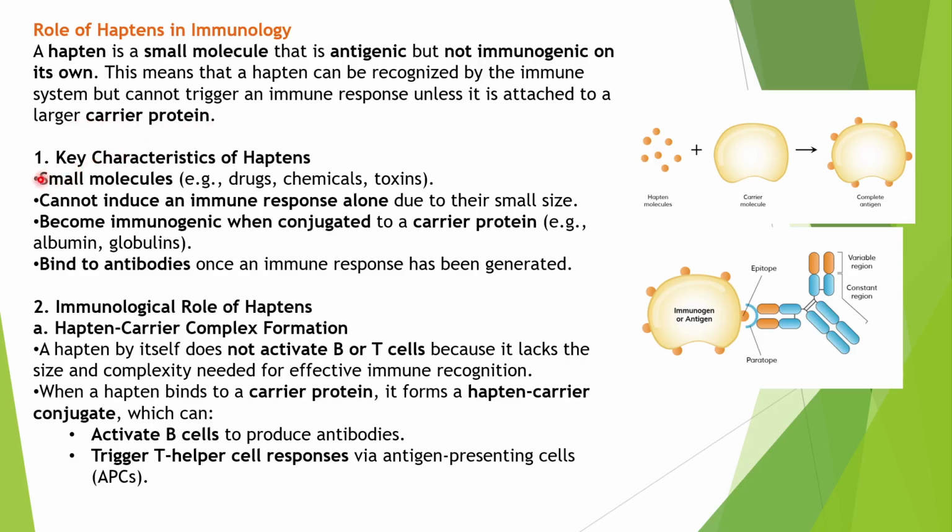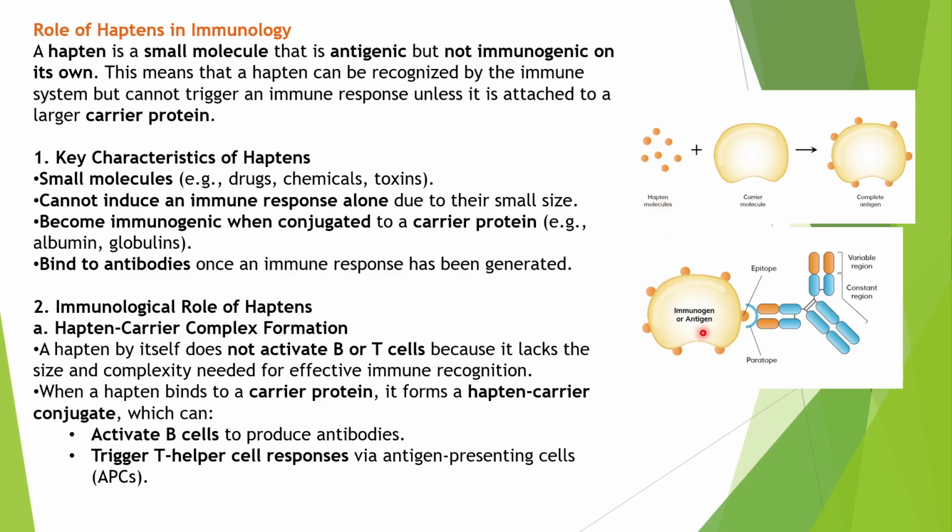So majorly the characteristics of haptens are that they are small molecules, and they cannot induce an immune response alone due to their small size. Many of the drugs, chemicals, toxins, all these are small molecules which have the antigenic property but cannot invoke an immune response on their own. So they become immunogenic when they conjugate with a carrier protein. These carrier proteins can be present within the circulation, like albumin, globulin, etc. Once they bind to this carrier protein, they become a complete antigen to provoke an immune response.